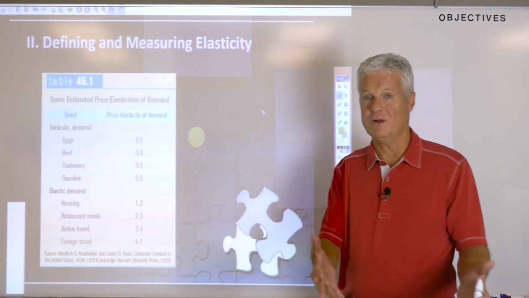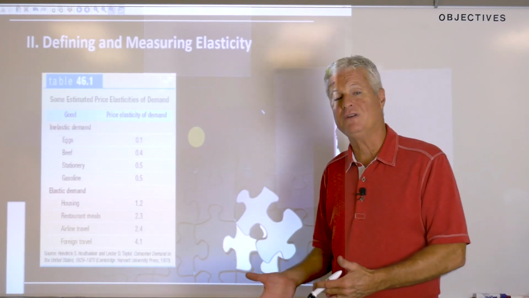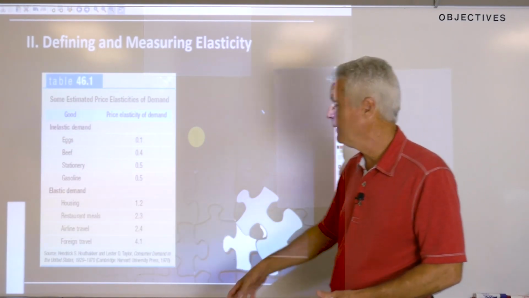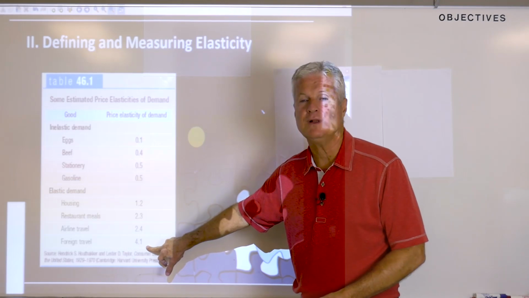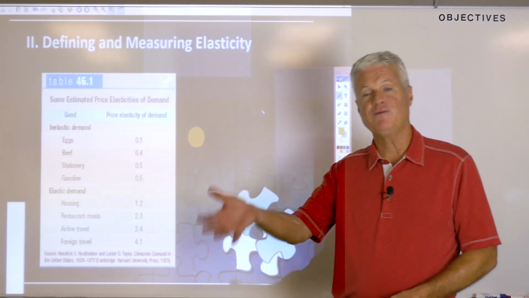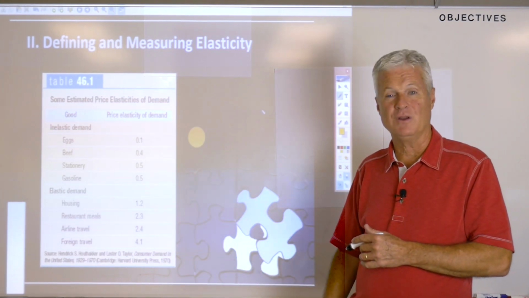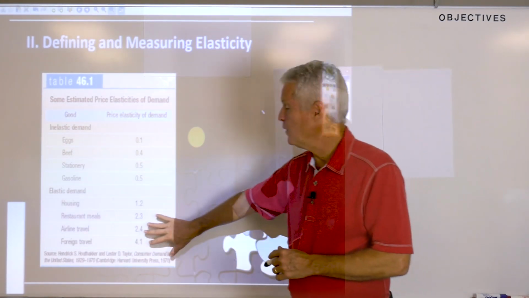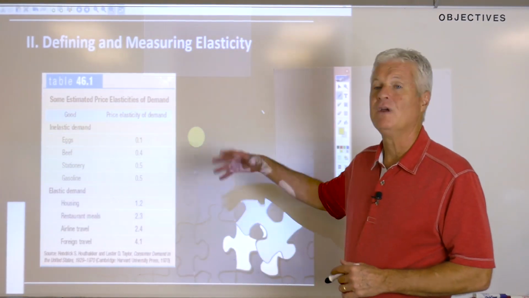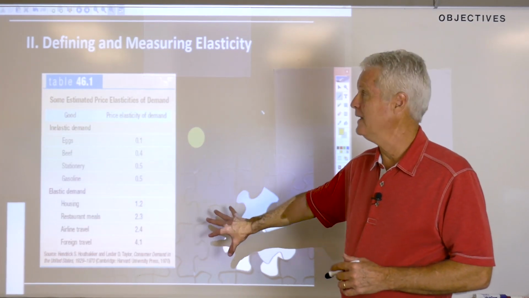Airline travel, once again, very expensive. And what can you do instead of flying? Well, you could drive. And then foreign travel is really expensive. What can you do instead of flying to Europe? Well, you can just decide not to go to Europe. You can go someplace else, right? So those two, because they're so expensive, are more elastic than inelastic.